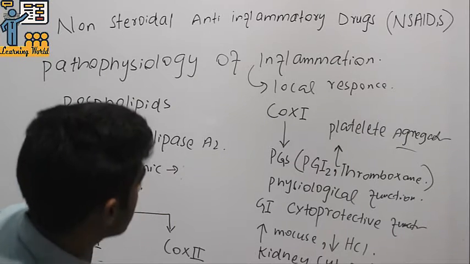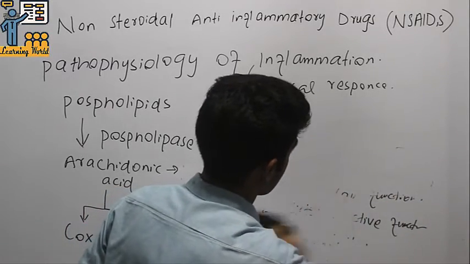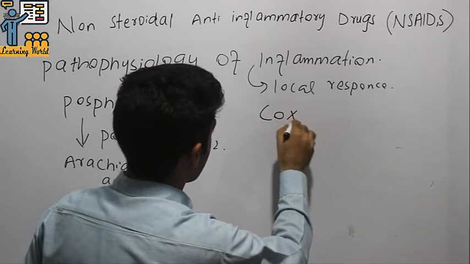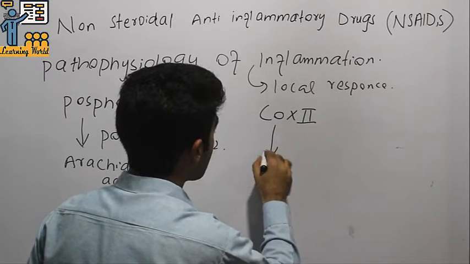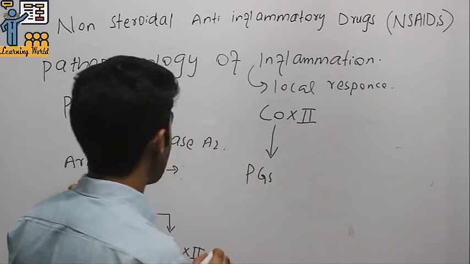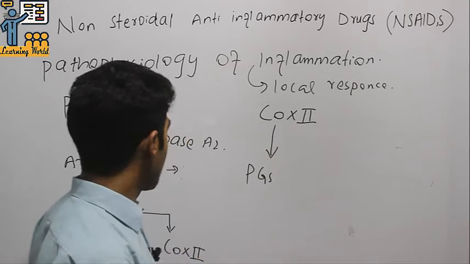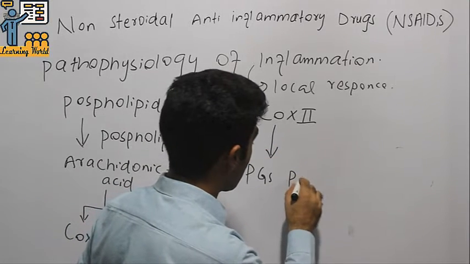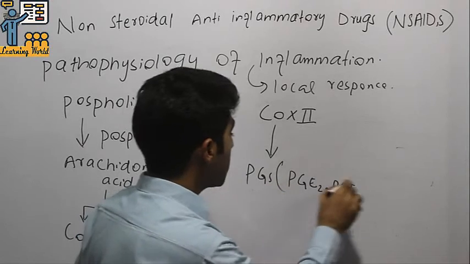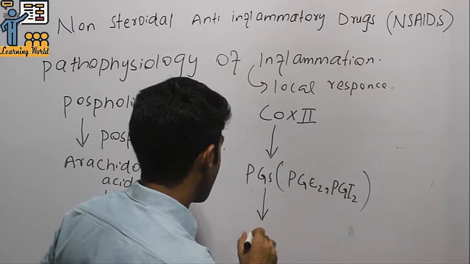Now we will talk about the COX-2 enzyme, cyclooxygenase 2. Cyclooxygenase 2 will also form some types of prostaglandins from the arachidonic acid, because arachidonic acid is the main precursor of prostaglandins. So the COX-2 enzyme will produce from the arachidonic acid some prostaglandins like PGE2, PGI2, etc. These prostaglandins will produce inflammation.